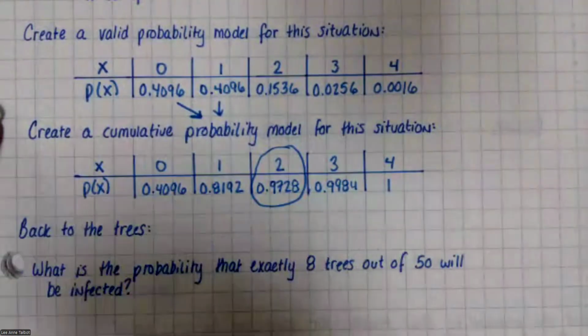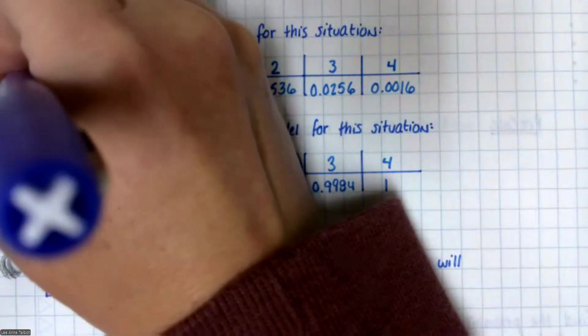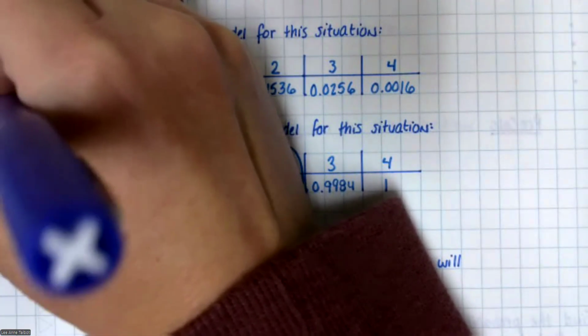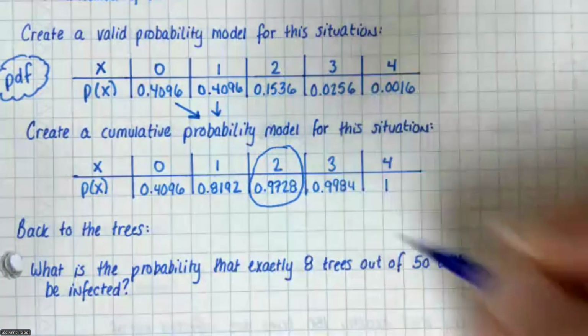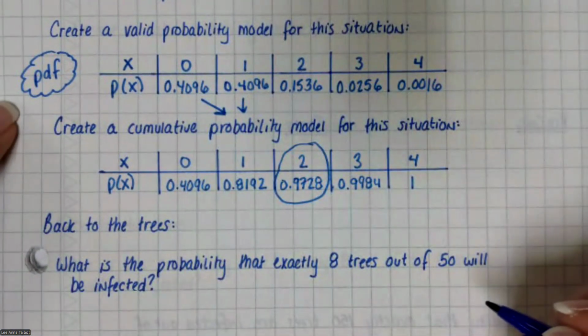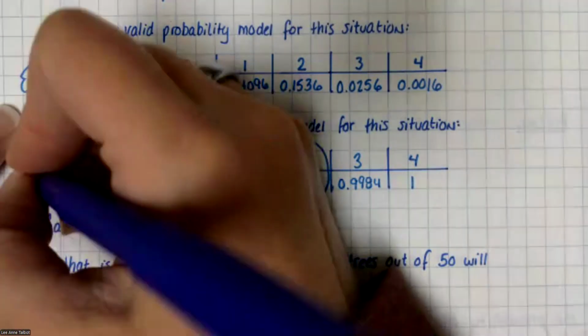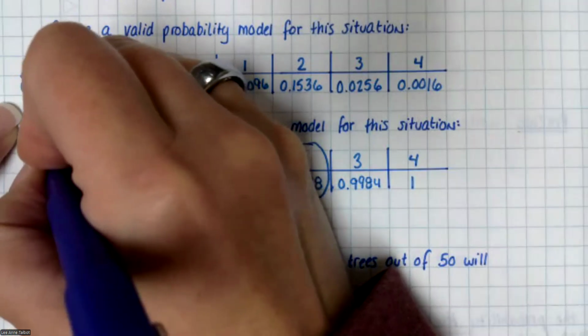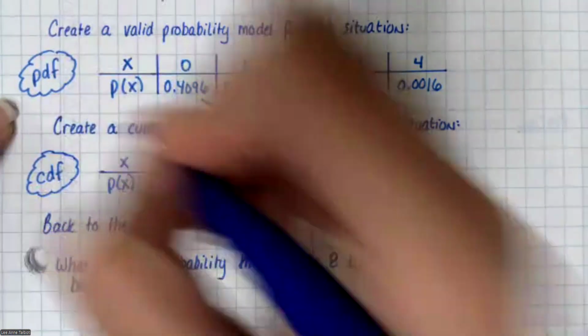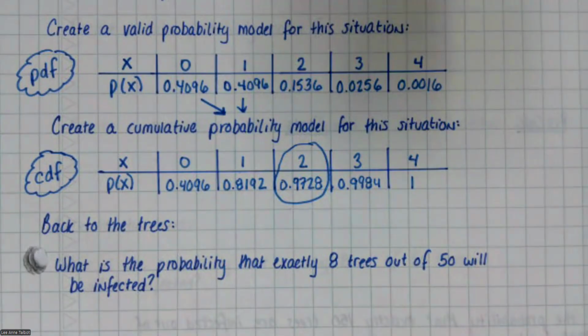Okay, so now we need to do a definition. This table was PDF, and not Adobe Acrobat PDF, stats PDF. And this one is CDF. Let me tell you what those stand for so that it makes more sense and you're not just memorizing something stupid.